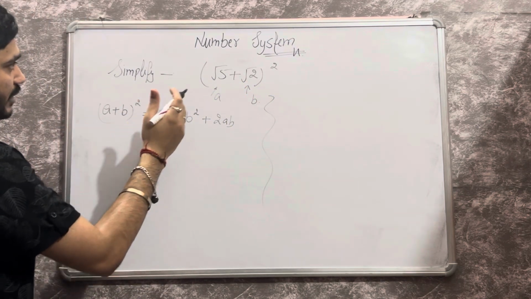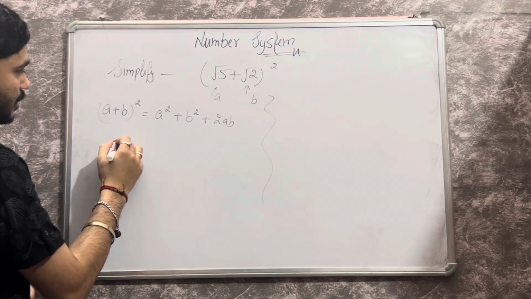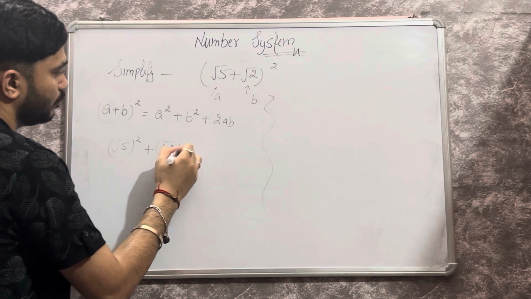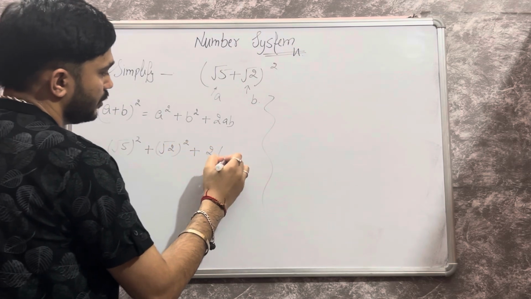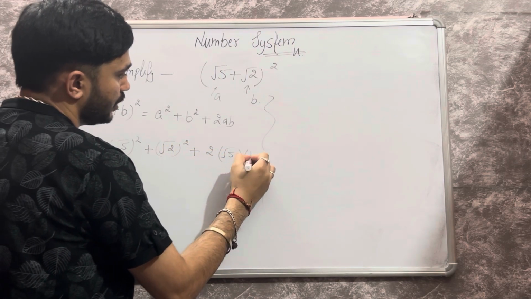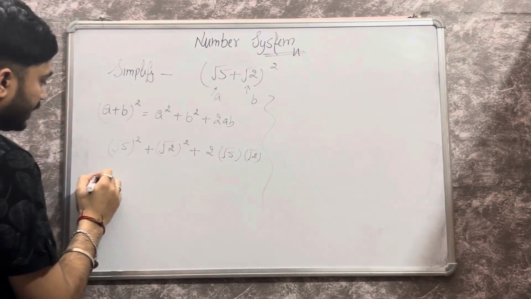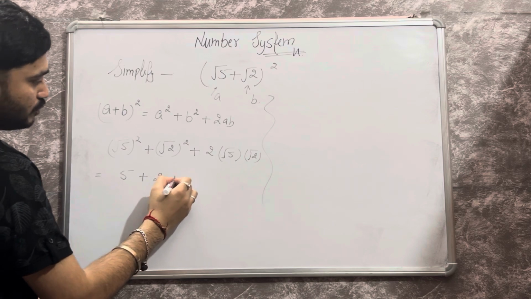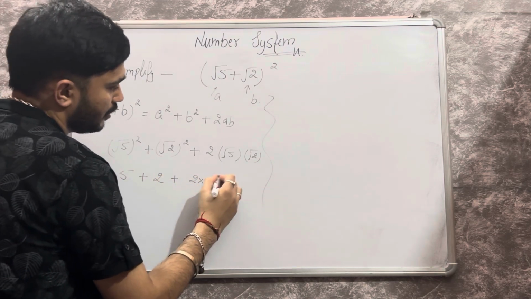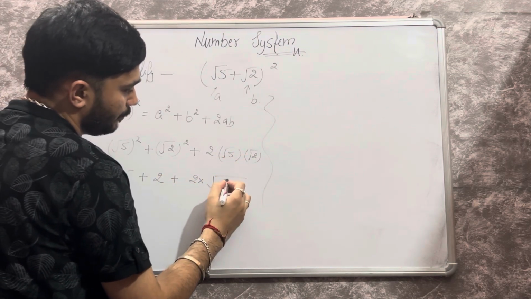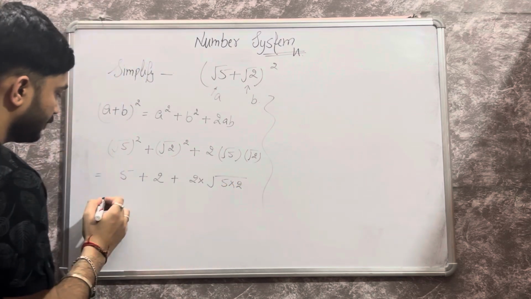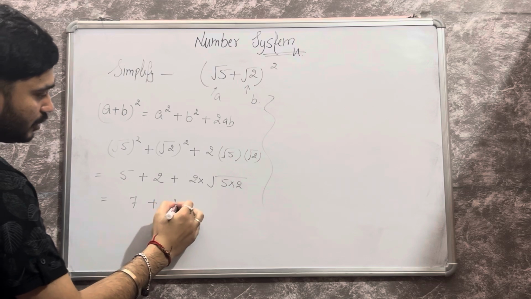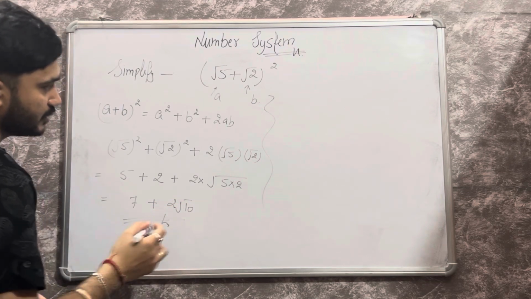So just put the value of A and B here, that is (√5) whole square plus (√2) whole square plus 2 into √5 into √2. You will get √5 square, that is 5, √2 square, that is 2, and 2 into, take the whole bracket and multiply these two numbers, that is 5 into 2. 5 plus 2 is 7 plus 2 into √10 will be our answer. Any doubt?